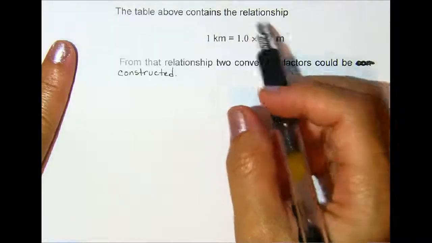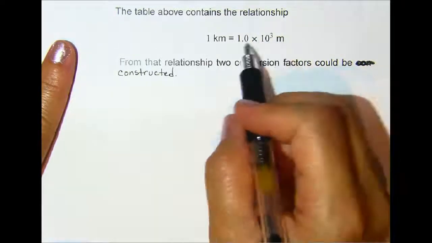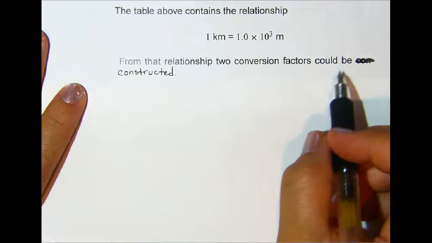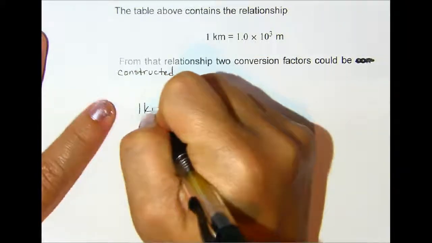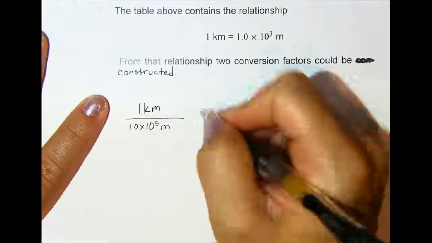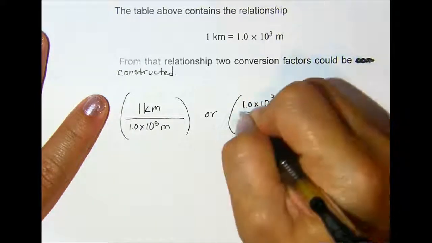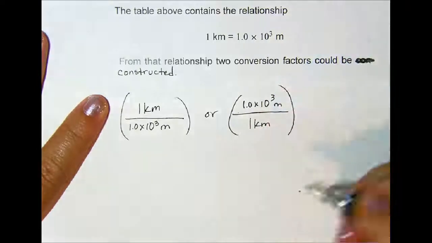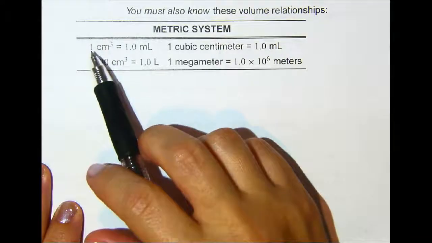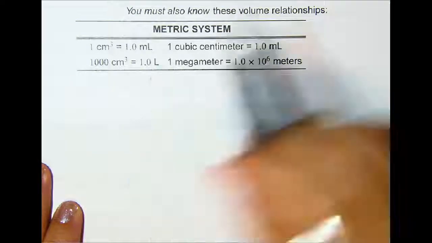The table above contains the relationship 1 kilometer is equal to 1 times 10 to the 3 meters, or 1,000 meters. From that relationship you can write two different conversion factors or ratios. You could say 1 kilometer is equal to 1.0 times 10 to the 3, or 1,000 meters, or you could write the inverse, that 1.0 times 10 to the 3 meters is equal to 1 kilometer. You're also required to memorize these volume relationships, that for every 1 cubic centimeter it's equal to 1 milliliter, and that 1,000 cubic centimeters is equal to 1 liter.